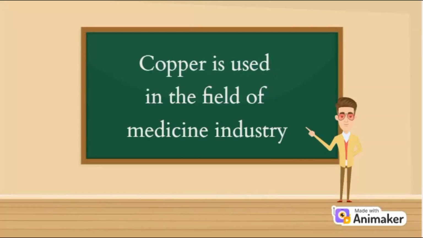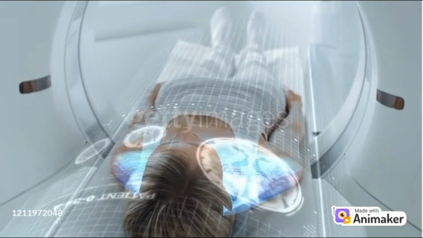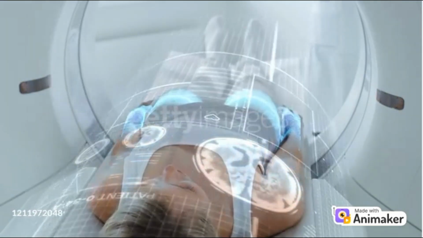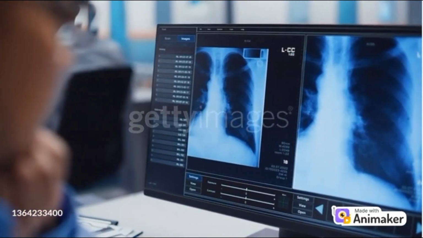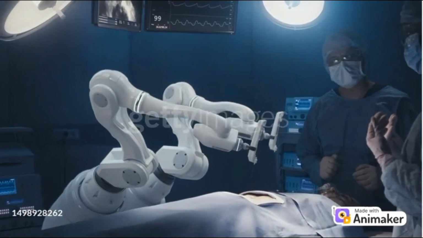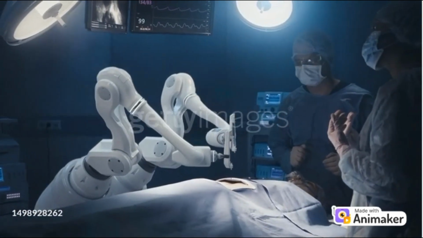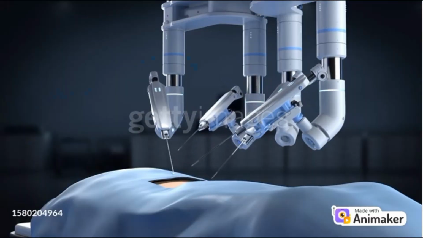Copper is also used in the field of medicine. For instance, medical devices like MRI machines and X-ray machines contain copper due to its ability to generate strong magnetic fields necessary for imaging. Copper is also found in medical robotics such as robotic surgery systems, which perform precise and minimally invasive operations. The use of copper ensures that these machines can transmit.